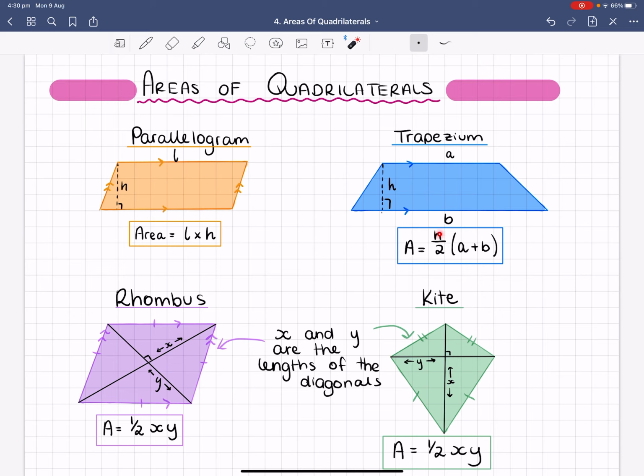Trapezium, so we've got h over 2, where h again is the perpendicular height, divided by 2, and then we multiply that by a plus b. So these two sides added together.